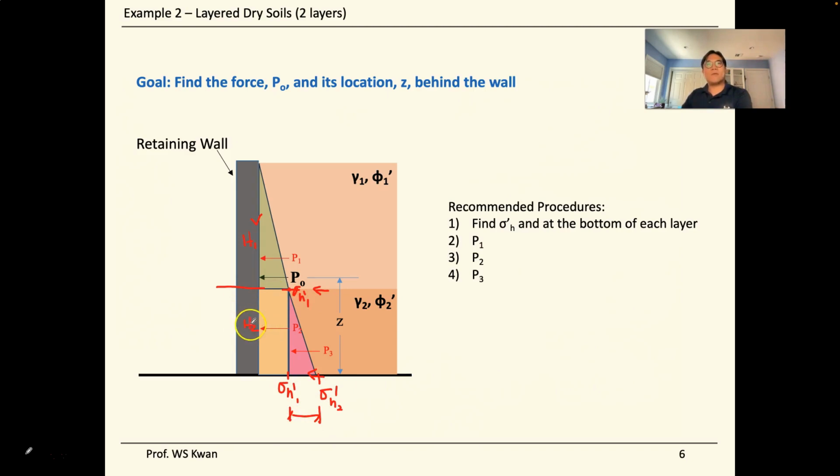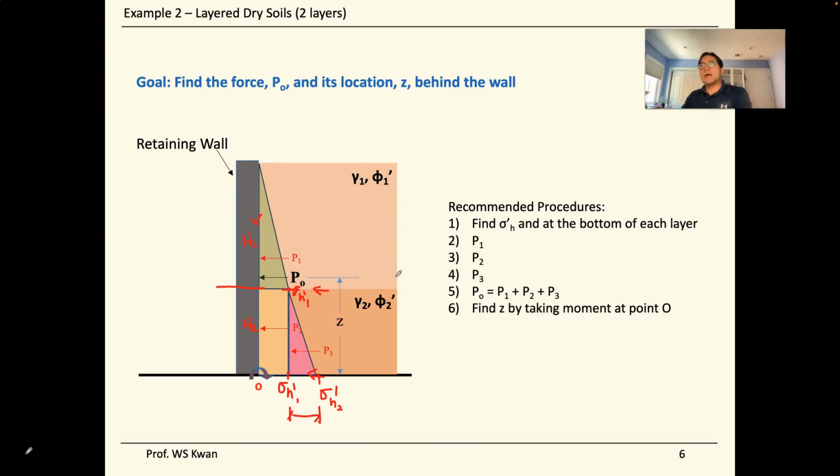So one half the base times the height gives you the area of the pink triangle. Then we can find P3, and adding up P1, P2, and P3, the summation of those three resultant forces gives you the total force, or the overall resultant force acting on the retaining wall coming from the top and the bottom layers of the soil.